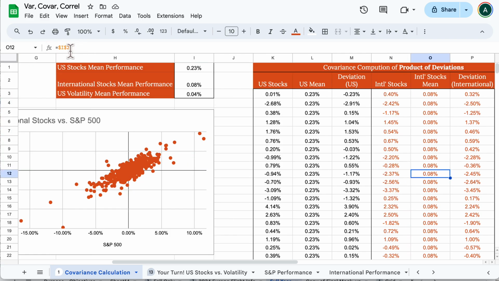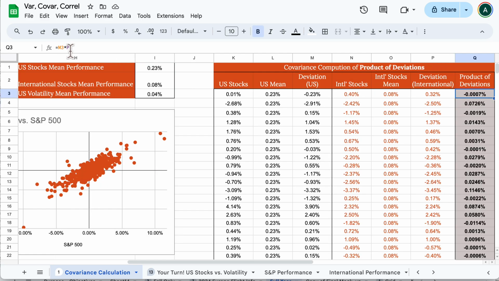Well, similarly, I have a column where I'm just looking at the international stocks mean, and then how did the international stocks deviate? So in this one particular week, week 1, the US market performed 0.23% below its weekly mean, and at the same time, the international market performed 0.32% above its weekly mean. The next week, the US market performed 2.91% below its weekly mean, and in that same week, the international market performed 2.5% below its weekly mean.